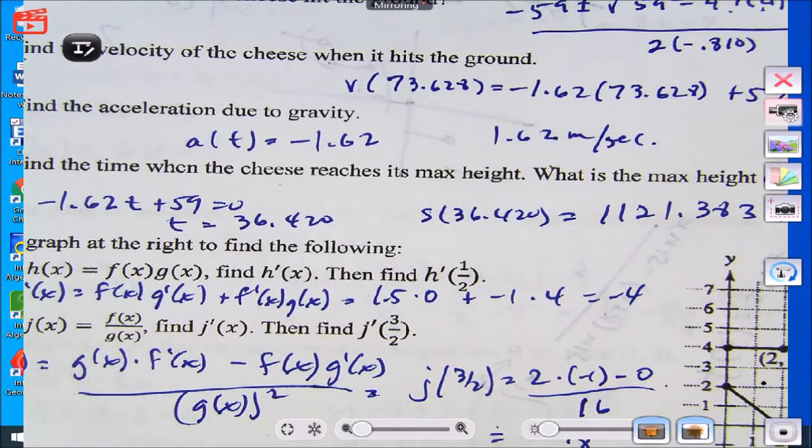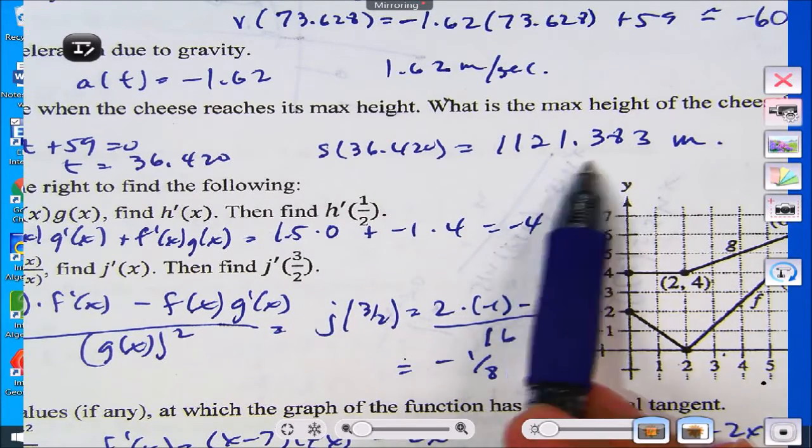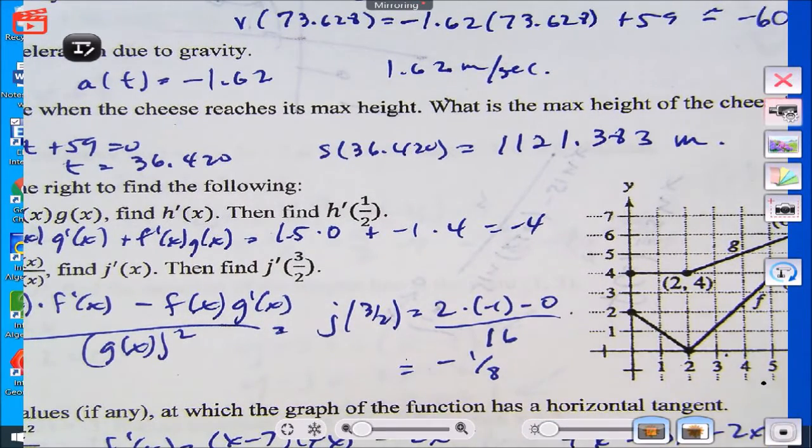So what was the answer to H? H is 1121.33. That's the 1 kilometer high piece of cheese. Oh shoot, I did it wrong. I'm really angry at that piece of cheese.